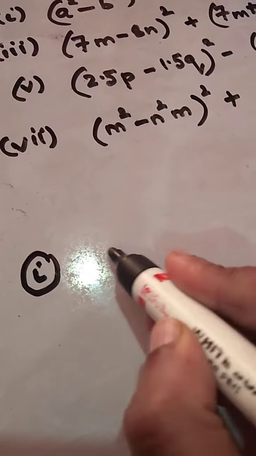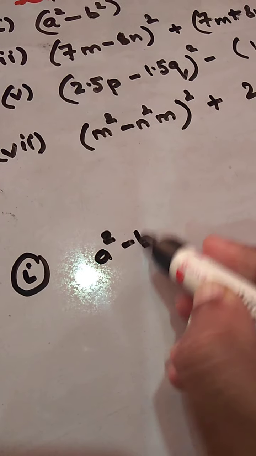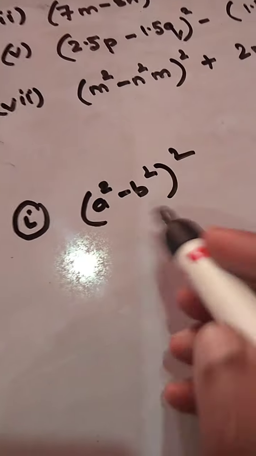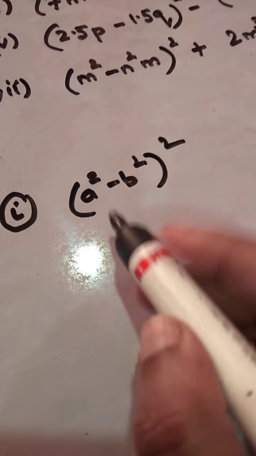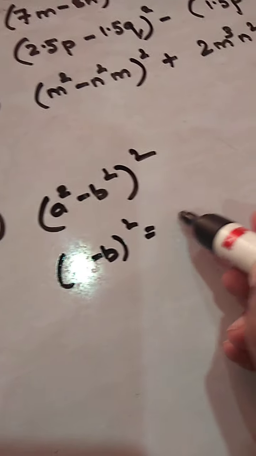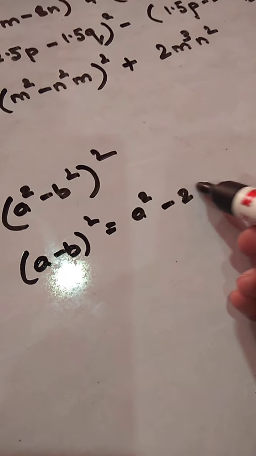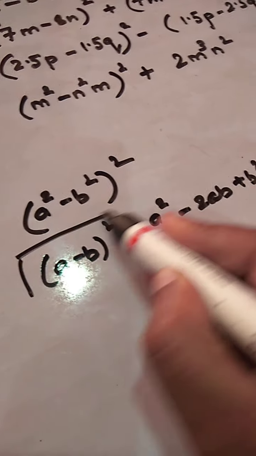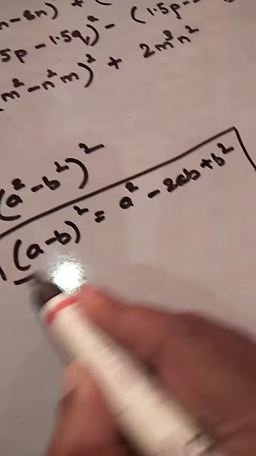It is written (a square minus b square) whole square, isn't it? So which identity will we follow for this one? We will follow (a minus b) whole square, that is a square minus 2ab plus b square. This is the identity that we are going to follow to solve this sum.